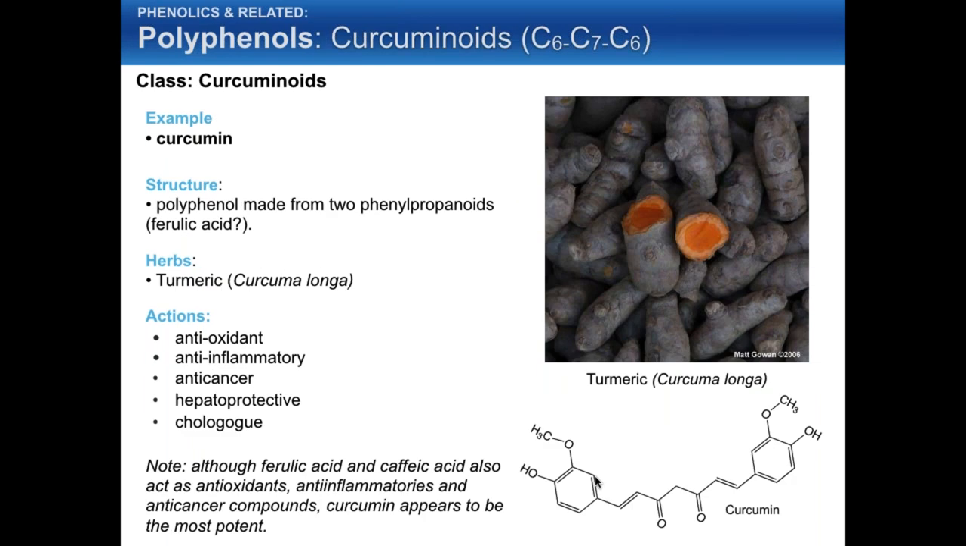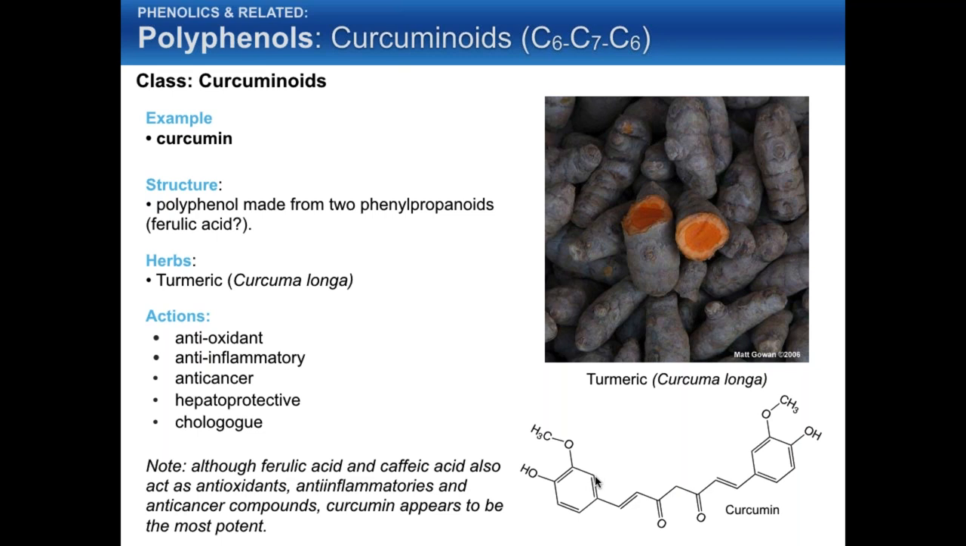Now, another important polyphenol, this is a unique group of compounds called curcuminoids. Shown on the right there is a picture of turmeric root. Turmeric is in the same family as ginger. That family also contains galangal, which is Thai ginger, and cardamom. They have rhizomes, a specific kind of root that when you break it in half, you can plant both halves and the plant will grow from it.